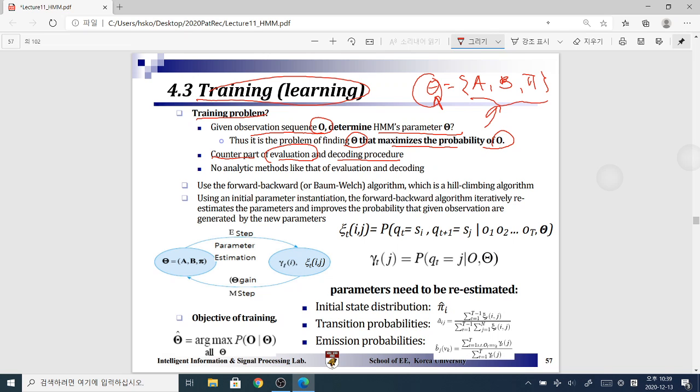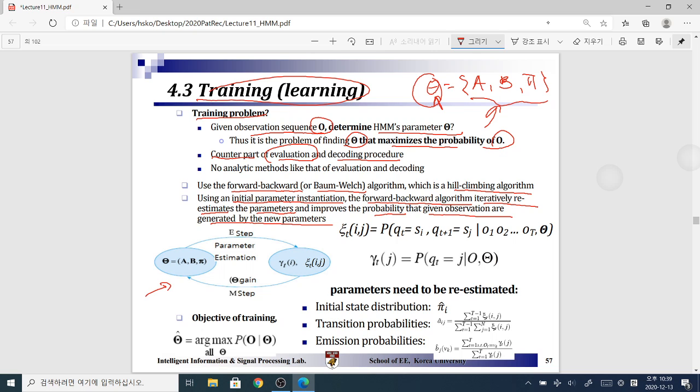Now, this is going to require a forward-backward algorithm, also known as the Baum-Welch algorithm, which is a hill climbing algorithm in the sense that we want to come out with a point where it maximizes the likelihood. The way it is going to be done is that we put in place an initial model, initial values of A, B, and pi, and using the forward-backward algorithm, iteratively re-estimate the parameters and improve the probability that the given observations are generated by the new parameters.